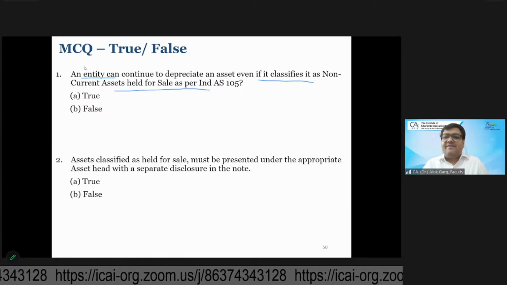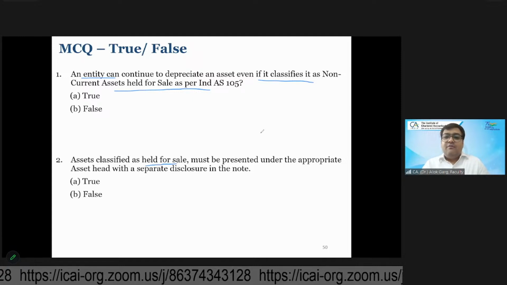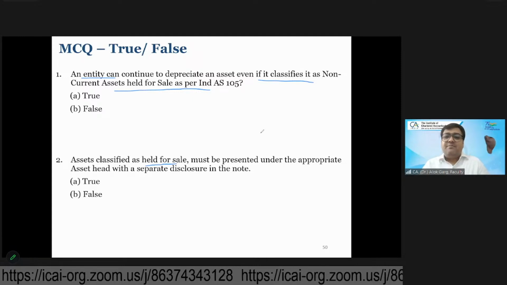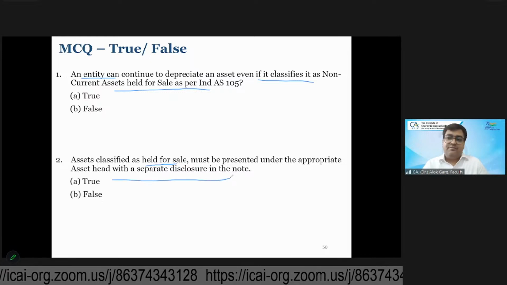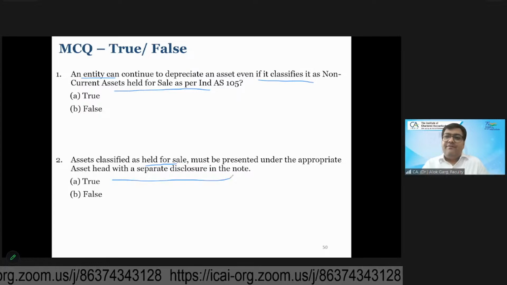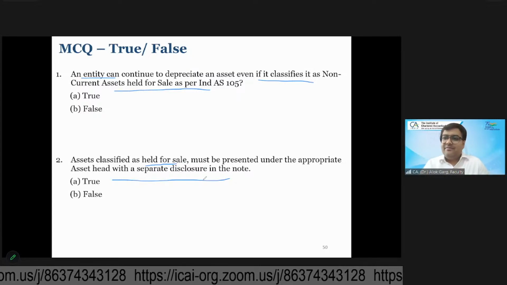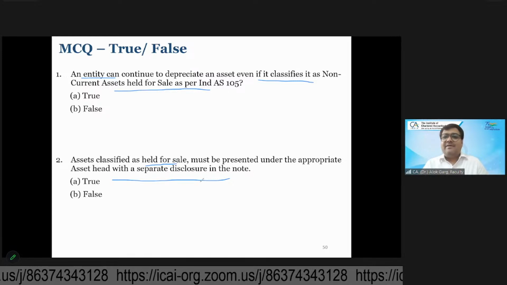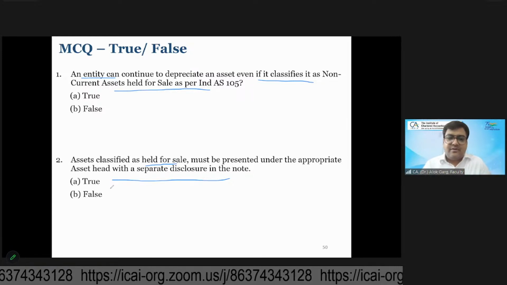Whenever the asset is classified as held for sale, the depreciation stops automatically. For an asset classified as held for sale, it must be presented under the appropriate asset head with a separate disclosure in the note. Means, if it is a building held for sale, it has to be shown in the building only. Answer is no. Whatever asset held for sale is there, it has to be shown separately under current assets. Okay, it is false.